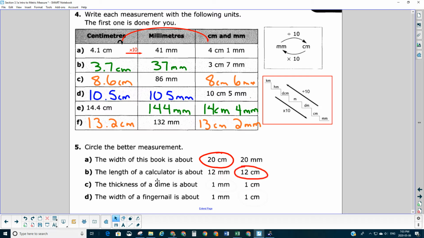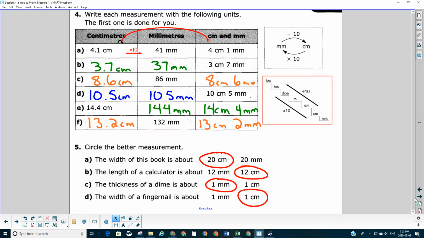The thickness of a dime. Now that is a tiny measurement, how thick a dime is. And that's approximately 1 millimeter, not 1 centimeter, that'd be way too thick. And the width of a fingernail, okay, so how wide is your fingernail? Well, it's not 1 millimeter, it's probably closer to 1 centimeter. All right, so that's just getting comfortable between the difference between centimeters and millimeters.